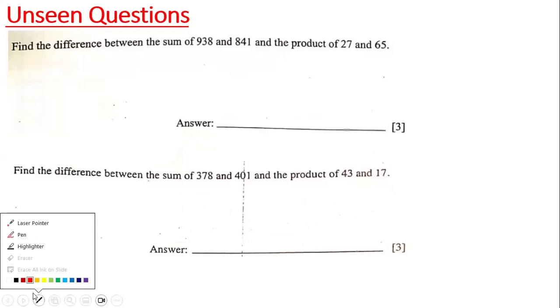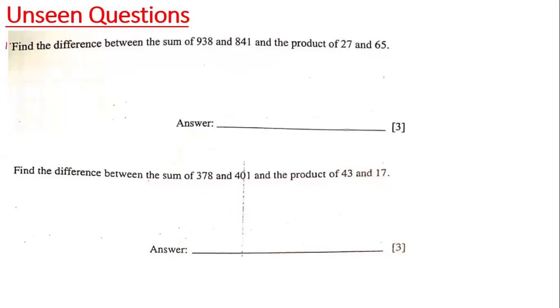By the way, this is actually past paper questions. Number one says, find the difference between the sum of 938 and 841, and the product of 27 and 65. The second one says, find the difference between the sum of 378 and 401 and the product of 43 and 17. Remember, difference means subtract. Sum means to add, product means to multiply, quotient means divide. All right. So try these two. It's going to be our last two, and then we're going to move on to English language for the day.